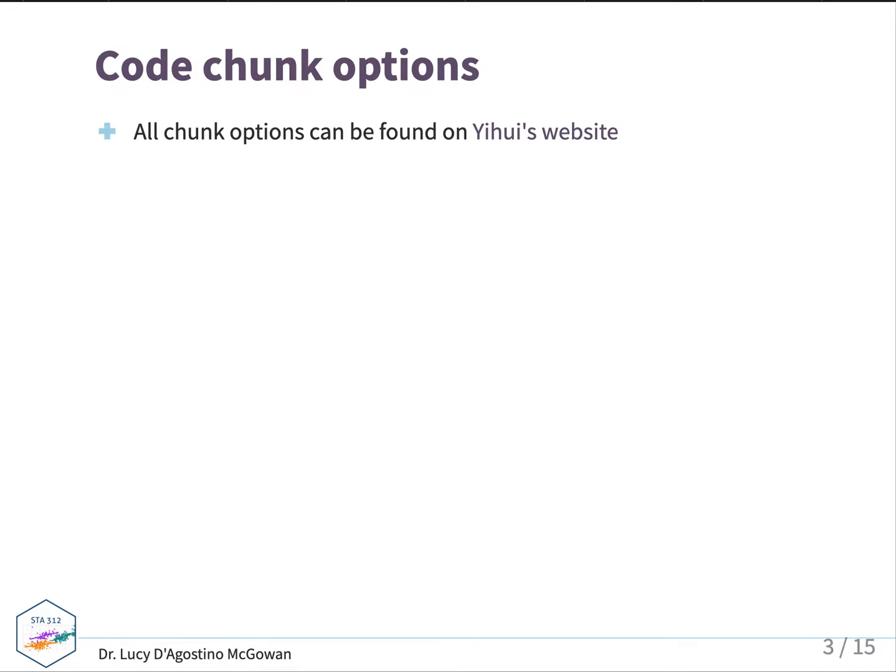So code chunks. All the code chunk options that you might want can be found on this website that I have linked to. If you go to the slides, the actual HTML files for the slides, which can be found on our class website, this is a clickable link, so you can see all of those that are available. But there are a couple that we'll talk about. The code chunk options go in the top of your code chunk after the R. So for example, like this one, echo equals false.